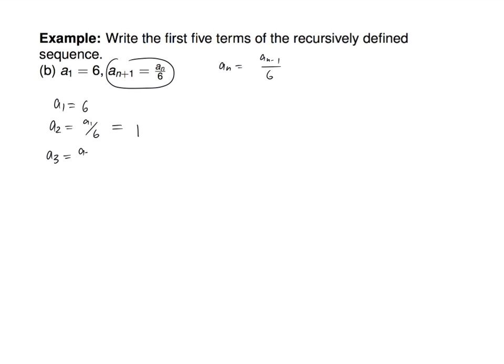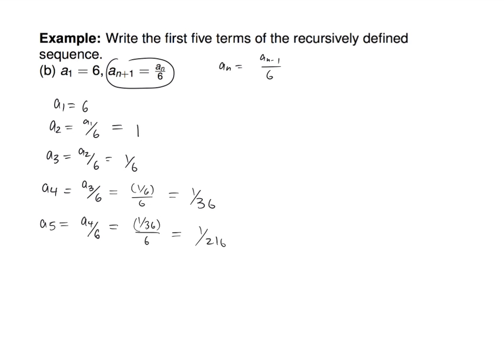A sub 3 will equal a sub 2 over 6, which is 1/6. A sub 4 will equal 1/36. Hold on a second. It'll equal A3 over 6, 1/6 over 6, which definitely is 1/36. Yep, sorry, I didn't mean to not believe you. I just needed to think. And a sub 5 will equal A4 over 6, so 1/36 over another 6, which is 216. Good job, 1 over 216. Does that make sense? Okay.